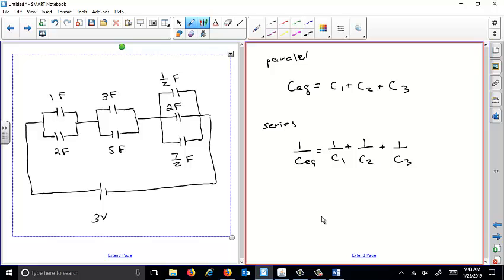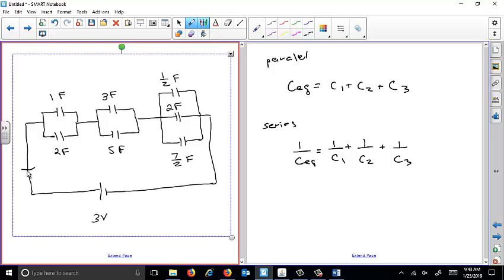So the first thing it says is calculate the equivalent capacitance of the circuit. We can replace all of these 7 capacitors with 1 capacitor. And if I took a current meter and stuck it in the line and looked at the behavior of the circuit, it would behave the same whether I had 1 equivalent capacitance or 7 individual capacitances.